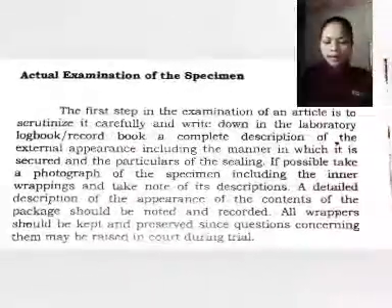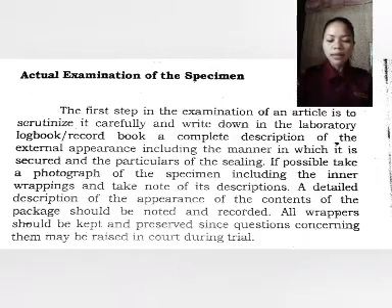And next is actual examination of the specimen. In the actual examination of the specimens, there are three steps. The first step in the examination of an article is to scrutinize it carefully and write down in the laboratory logbook record book a complete description of its external appearance, including the manner in which it is secured and particulars of the sealing.